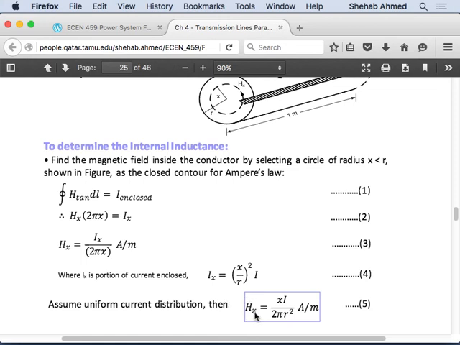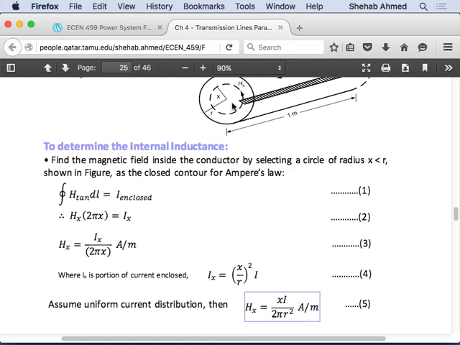So this is h of x. So what's the next step? This is the magnetic field strength at the radius x. And then what? After you know the magnetic field strength, my objective is to find the flux linking this portion of the conductor.